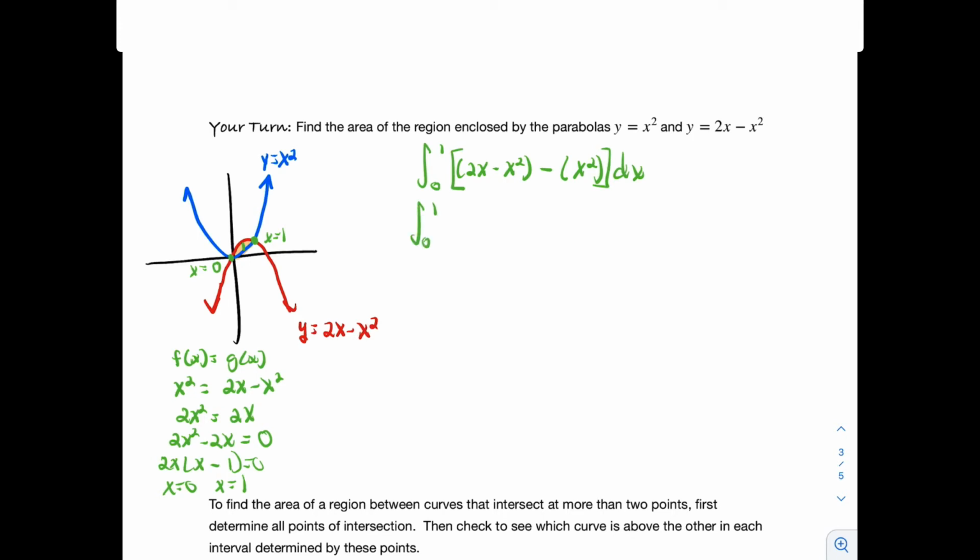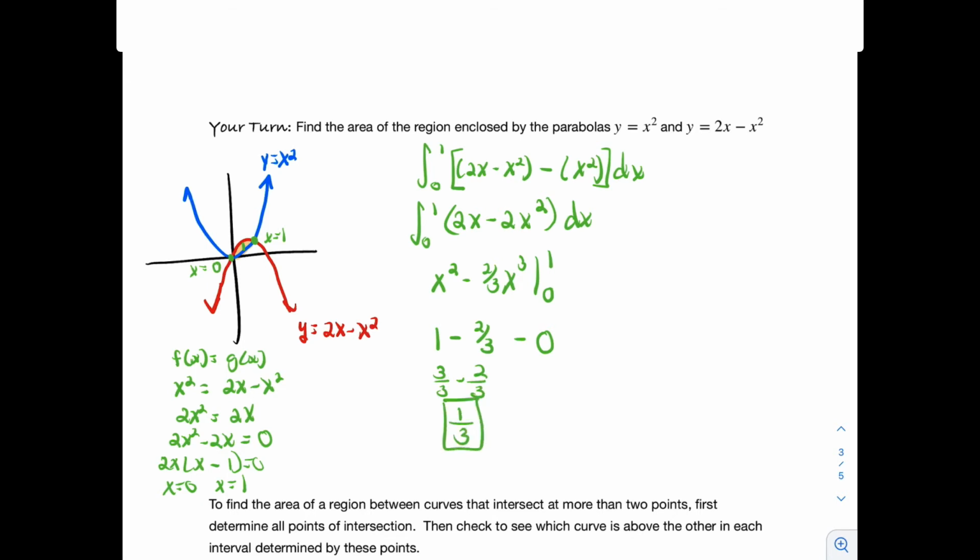So again, we're going to start by simplifying. Combining my two terms, my -x squared minus my other x squared, I get 2x minus 2x squared dx. And now I'm going to find the integral of this and evaluate it from 0 to 1. Substituting in place of every x 1, I end up with 1 minus 2/3, minus replacing every x with 0 is just 0 in this case. And so I end up with 1/3 as my answer. So the area between these two curves is 1/3.